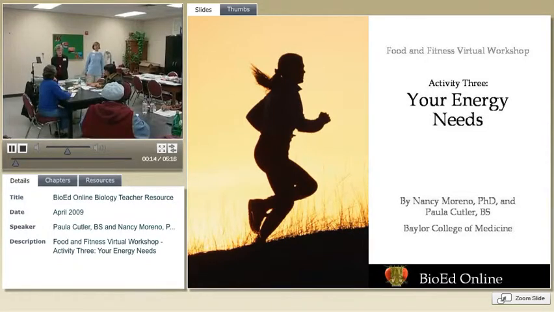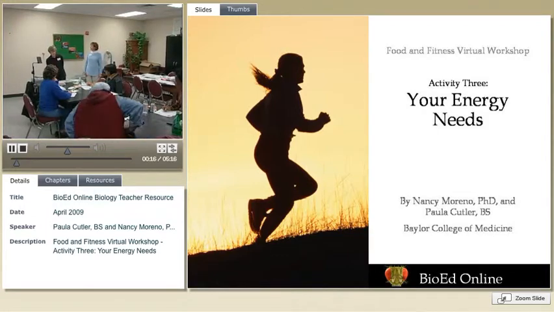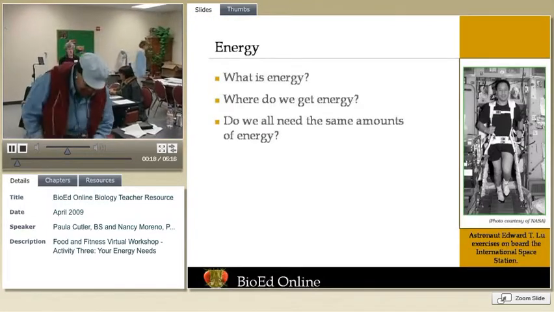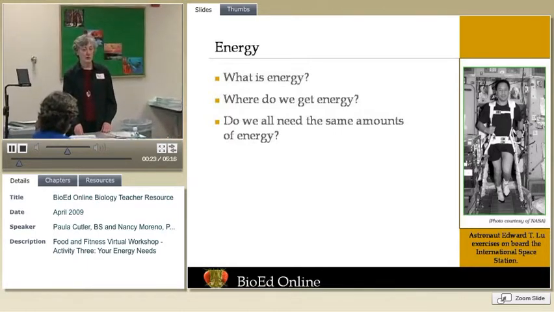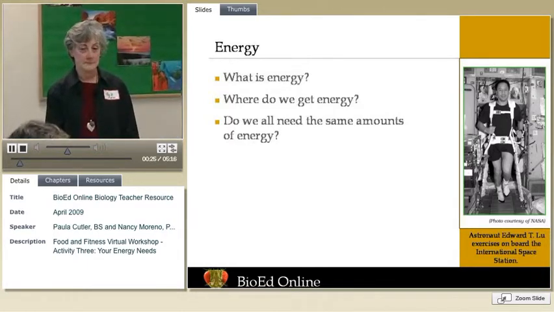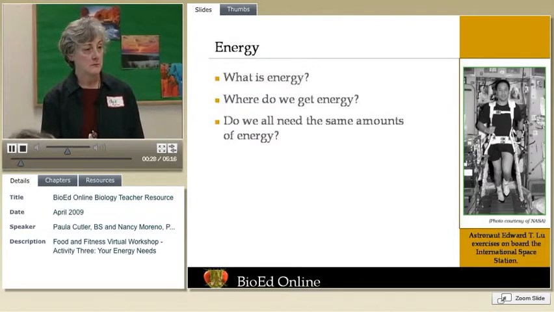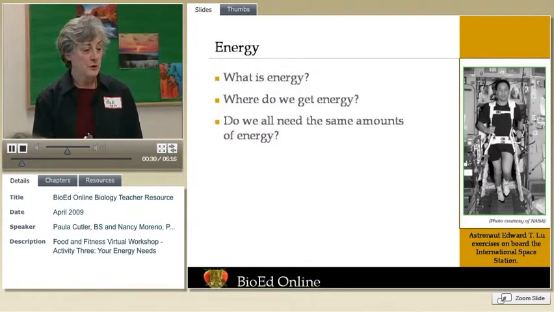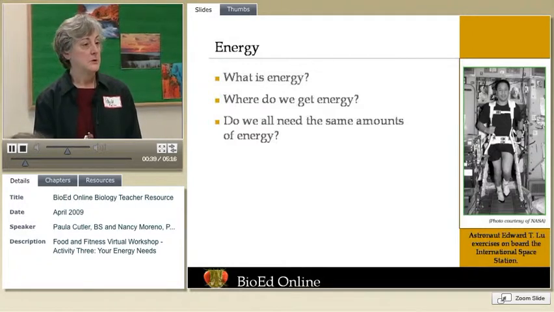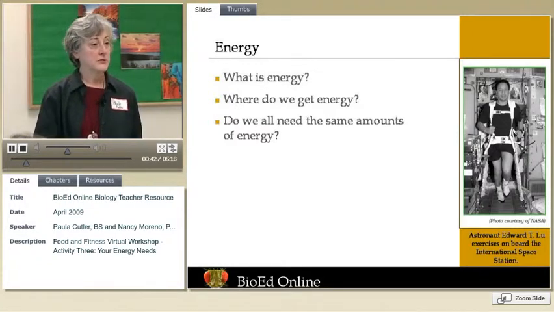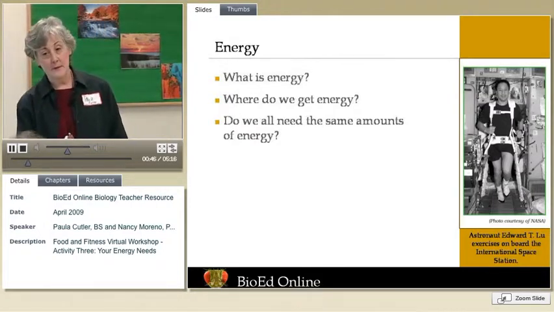Let's begin this discussion. We're going to go into Activity 3, which is called Your Energy Needs. What is energy? The ability to move. Do we need energy? How do we get energy? Through our food. Okay. Do we all need the same amount of energy? No. Why not? Depends on the activities we do. Okay. And energy and our metabolism, your metabolism, your size, who you are, male, female, your age, and your activities.